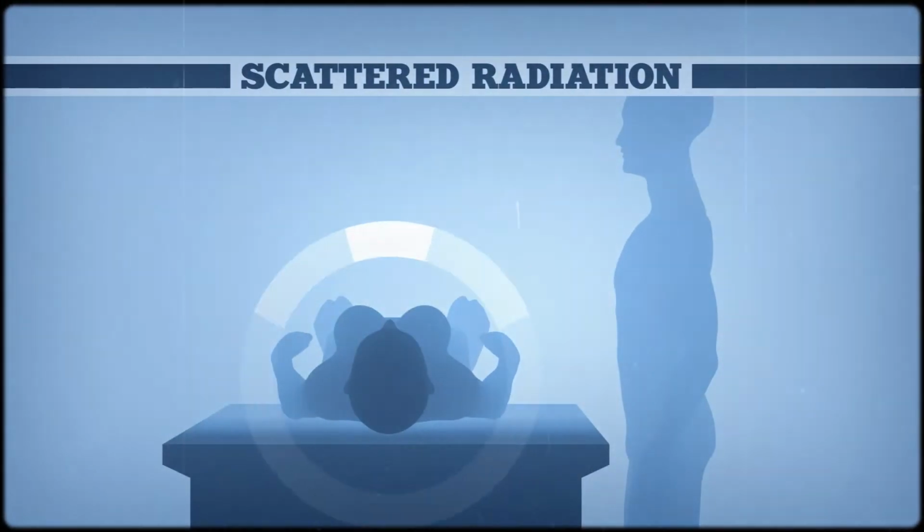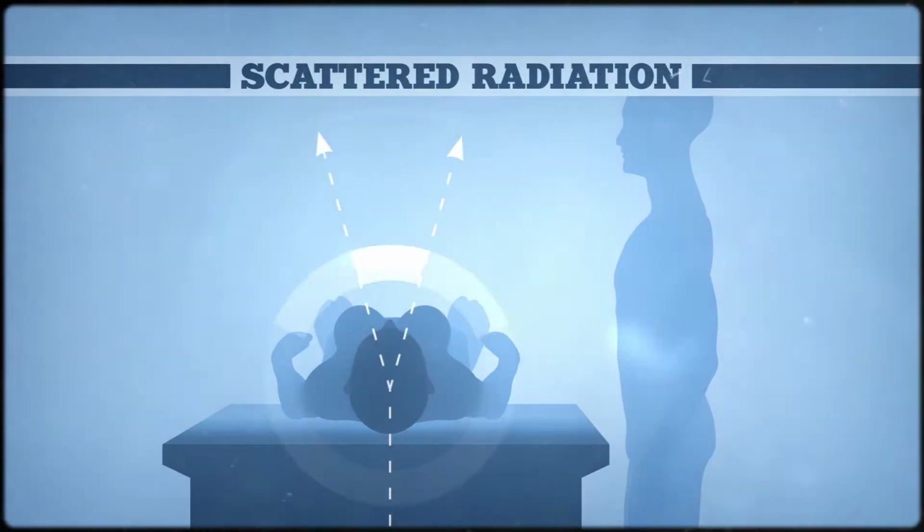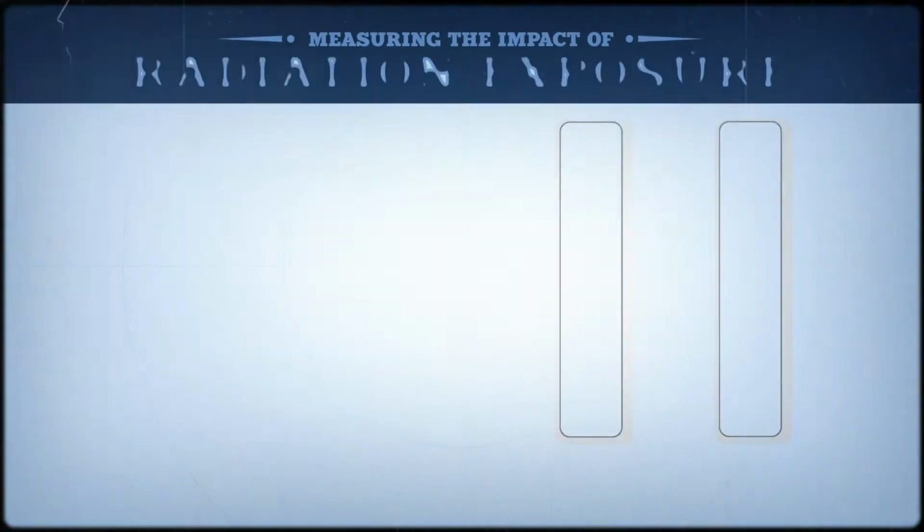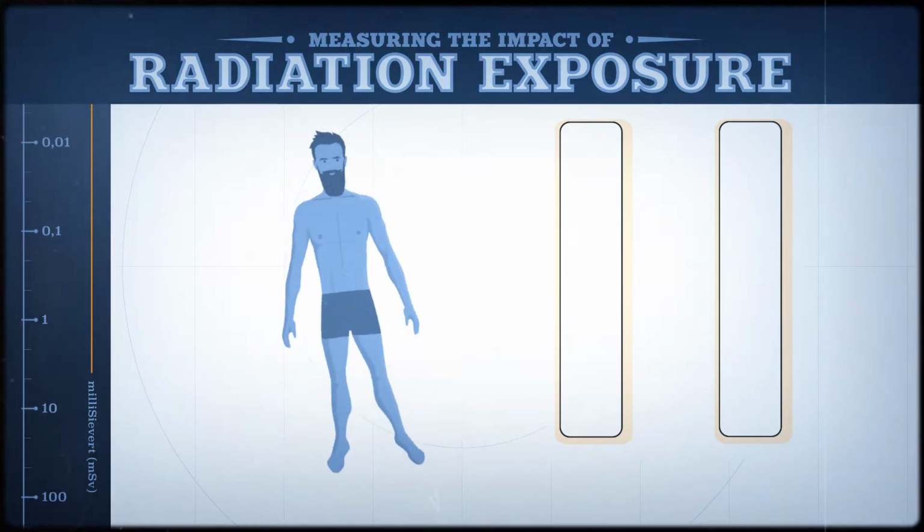The scattered radiation means that people close to the patient are also at risk from the radiation, though they may get a much lower dose than the patient themselves.